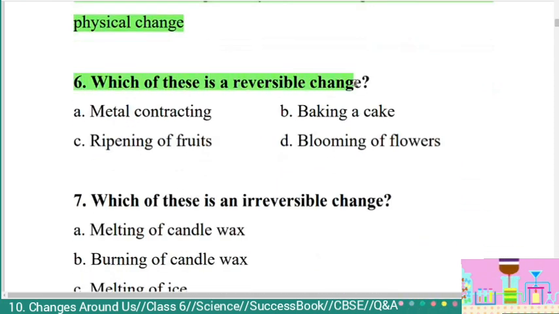Sixth question, which of these is a reversible change? Option A, metal contracting. B, baking a cake. C, ripening of fruits. D, blooming of flowers. Here the correct answer is option A, metal contracting. Which of these is a reversible change? It is a metal contracting.